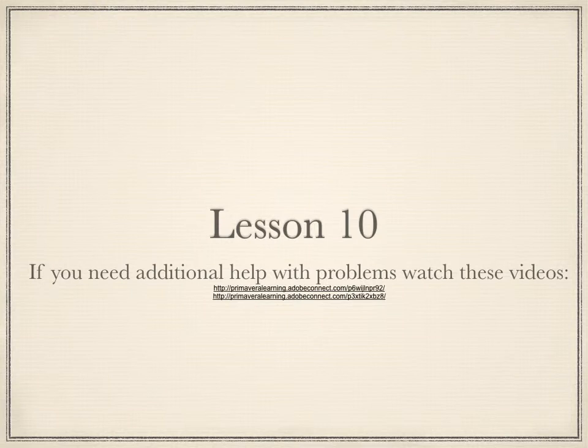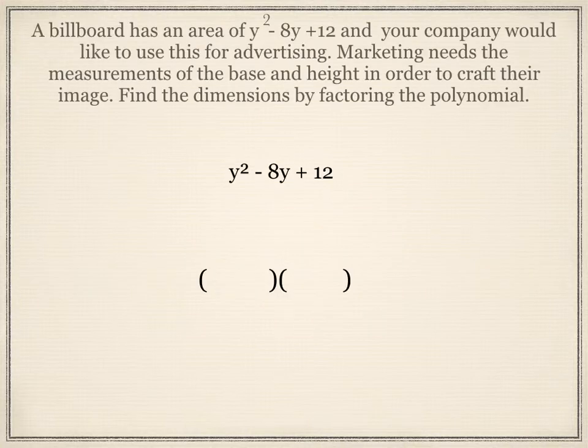Let's go ahead and jump to lesson 10. Once again, those are the videos if you need more help. So a billboard has an area of y squared minus 8y plus 12, and your company would like to use it for advertising. Marketing needs the measurements of the base and height in order to craft their image. Find the dimensions by factoring the polynomial.